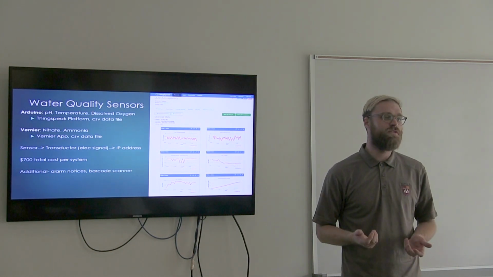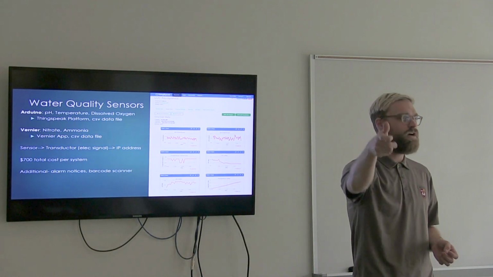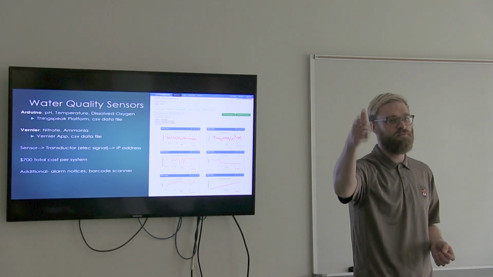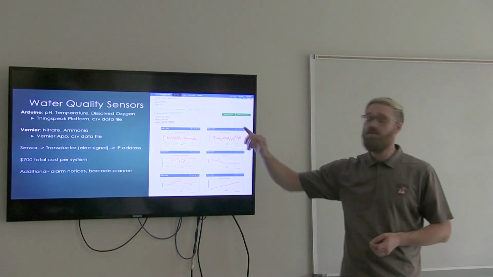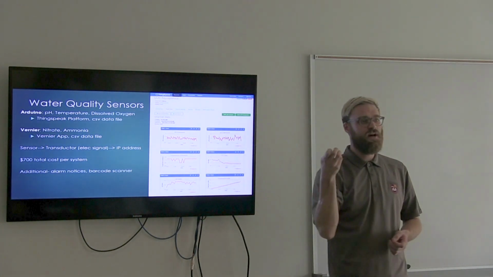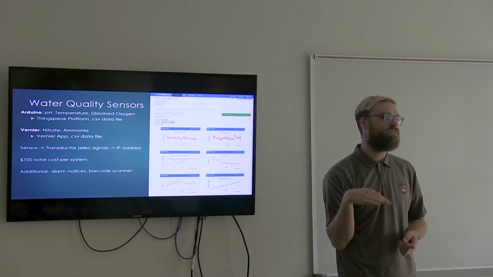One of the coolest things about this, what we've done, is we have the information available on our smartphones. My students can walk up to the system and scan a barcode that's right next to the system, and all the information for DO, pH, and temperature will come up in graphs that are averaged every 5 minutes. So it's way more data than you'd ever need.